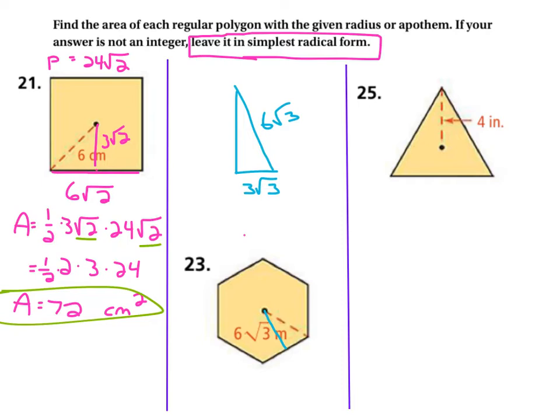And what is 3 root 3 times root 3? These two root 3's go together to be root 3 times root 3, which is 3, times this 3 is 9. So that makes this length 9. And now we know the apothem is 9. Okay, so we have an apothem of 9.